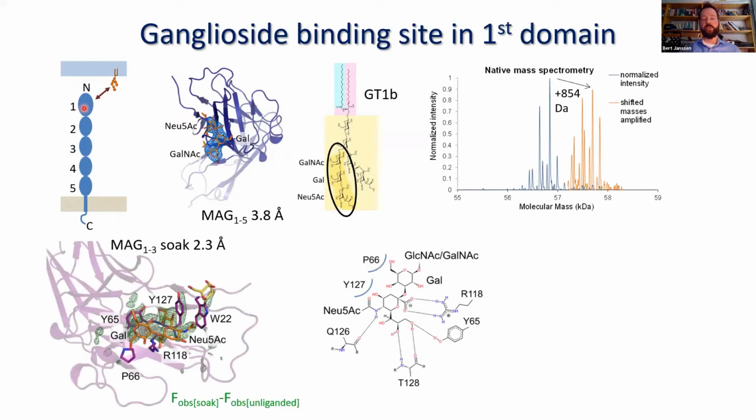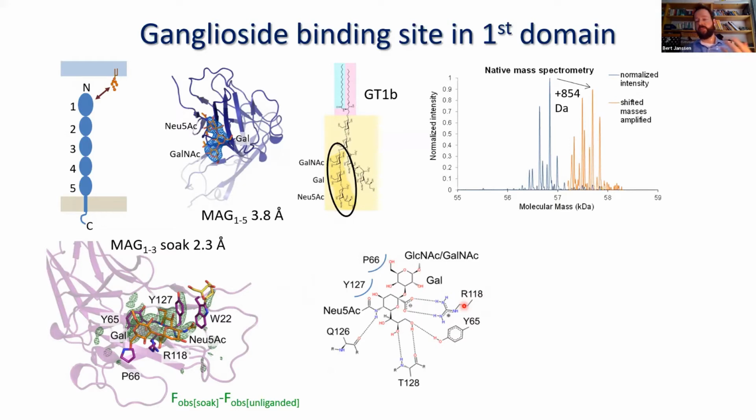So we could soak in a trisaccharide that you can buy off the shelf from Sigma. And that revealed much more detail, at 2.3 angstrom resolution, of how the MAG molecule binds to its ligand, the GT1b ganglioside. So we could see all the residues that are important, for example, this arginine here, 118. And so we made several mutants to verify this ligand binding site.